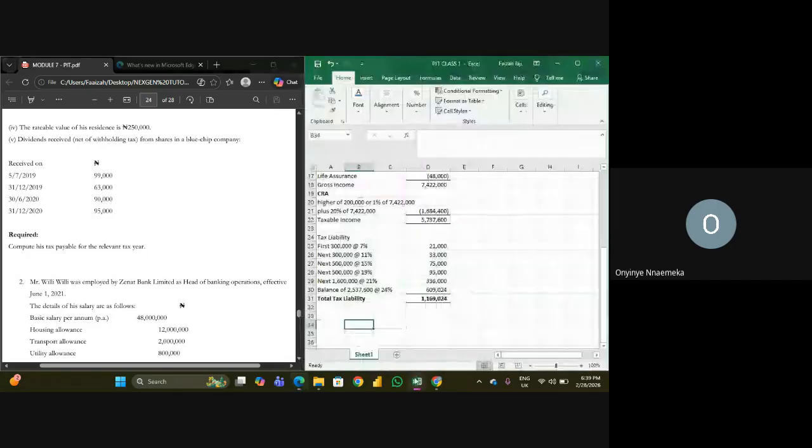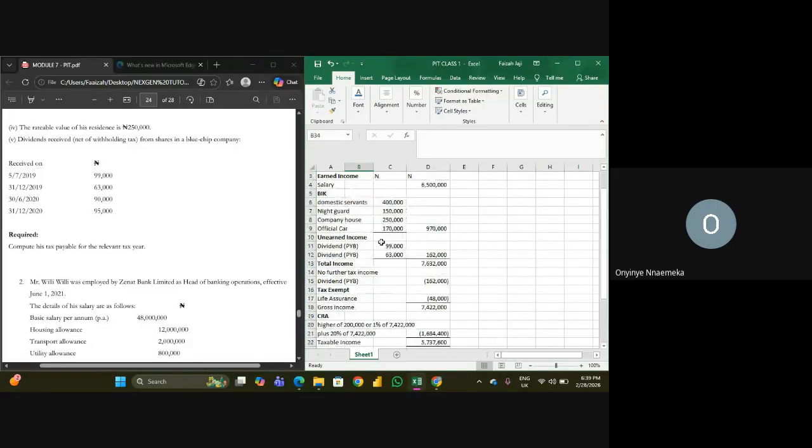Oh yeah, let's go back. Thank you for that question. Okay. This dividend is net. We convert to gross. How do you convert to gross? Let me put dividend workings here. First dividend. Because they say it is net, it means that this amount, they have already removed 10%.